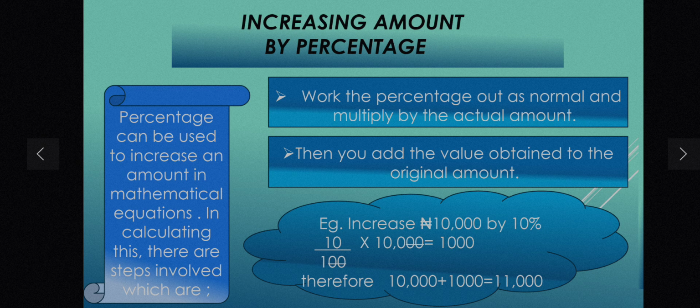Then I said, then you add the value obtained to the original amount. So the value you obtained from step 1, you add it to your actual amount that you multiplied by the percentage. I hope you are getting me. What you got from step 1, you add it to 10,000. So we got 1,000 naira from step 1. So 10,000 naira plus 1,000 naira is what? 11,000 naira. I hope you are getting me, class.